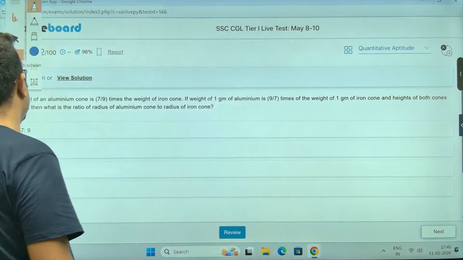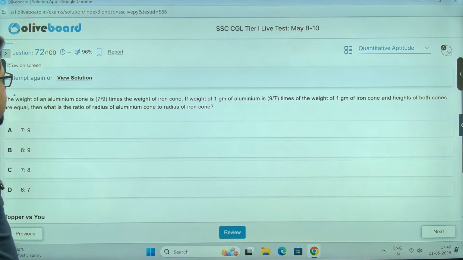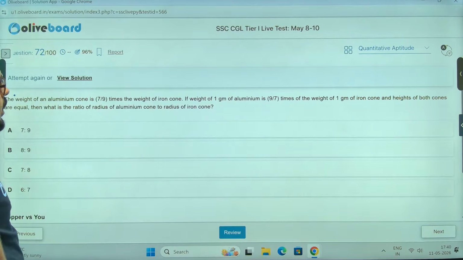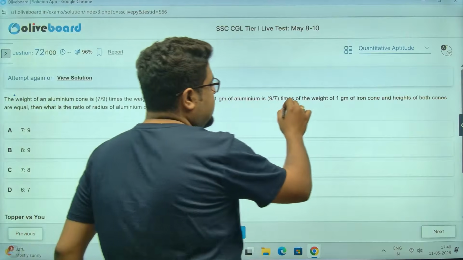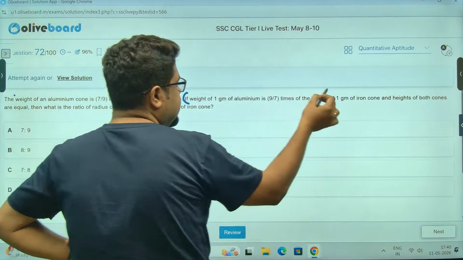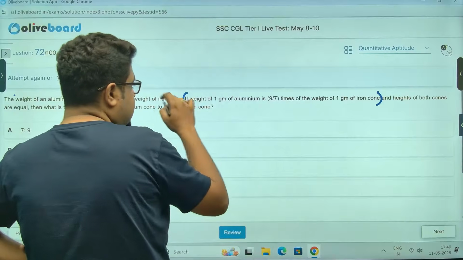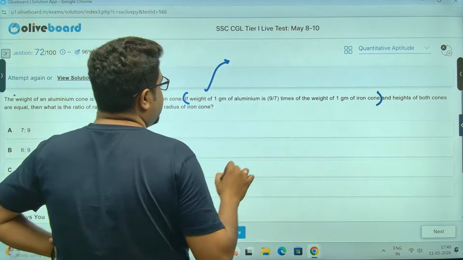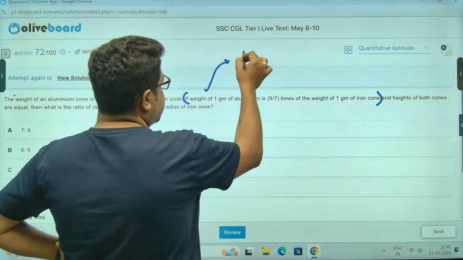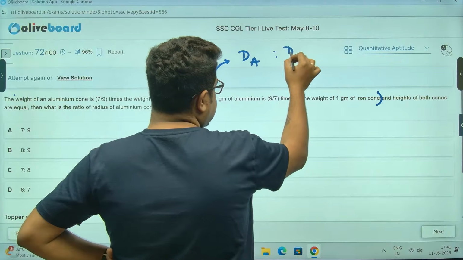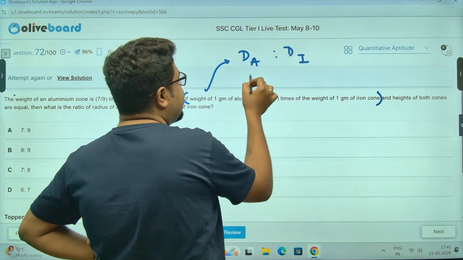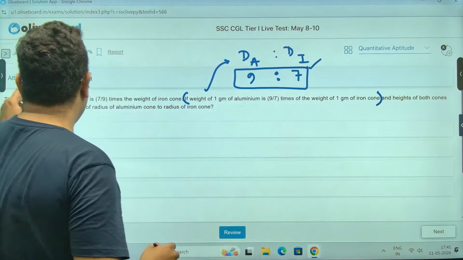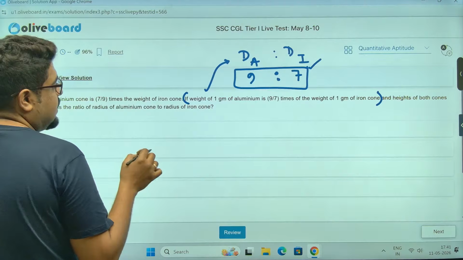Next one, please. The weight of an aluminum cone is 7 by 9 times the weight of an iron cone. Okay. The weight of 1 gram of aluminum is this much times the weight. Acha, this is density given. 1 gram of aluminum meaning density; weight per gram is density. Density of aluminum, density of iron. Aluminum is less, greater. Okay. So this is 9:7 they have given you. Acha, the weight of the cone.